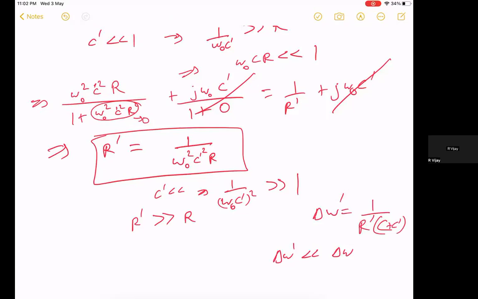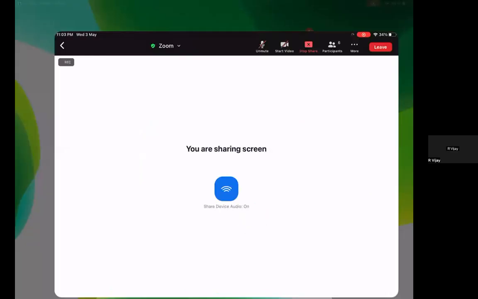So that's basically the calculation you're supposed to do and show by using this fact. This is very useful, because now you can target how much value of C prime you need to get a particular value of delta omega. As long as you're in this regime where C prime is very small, this formula works out quite well.